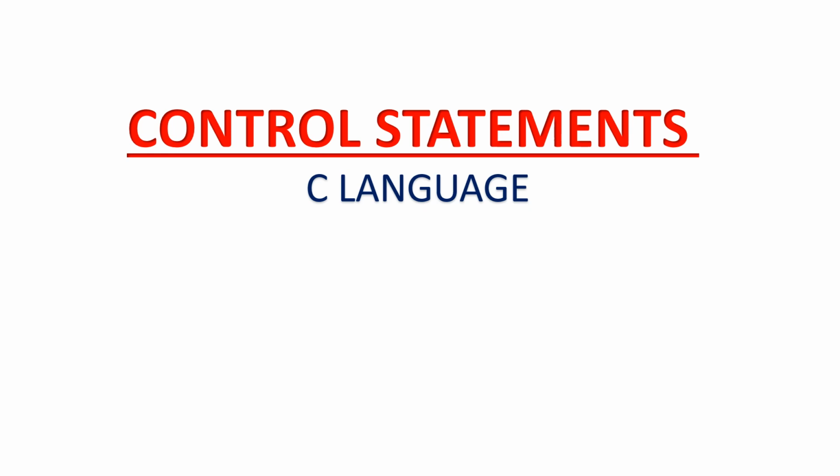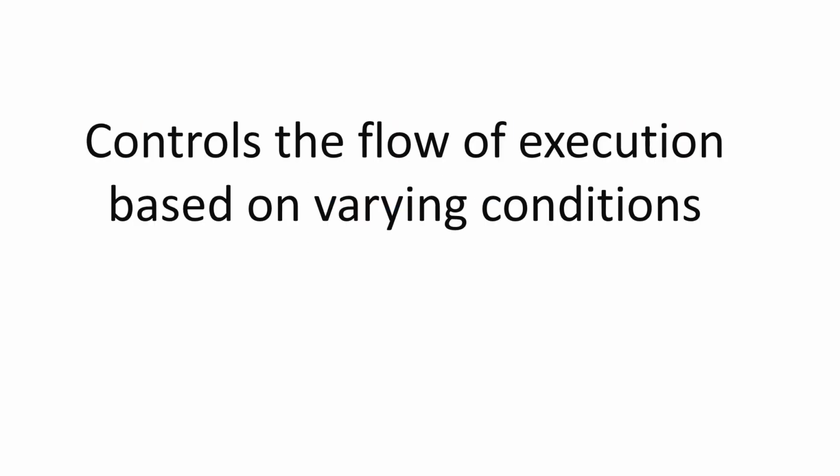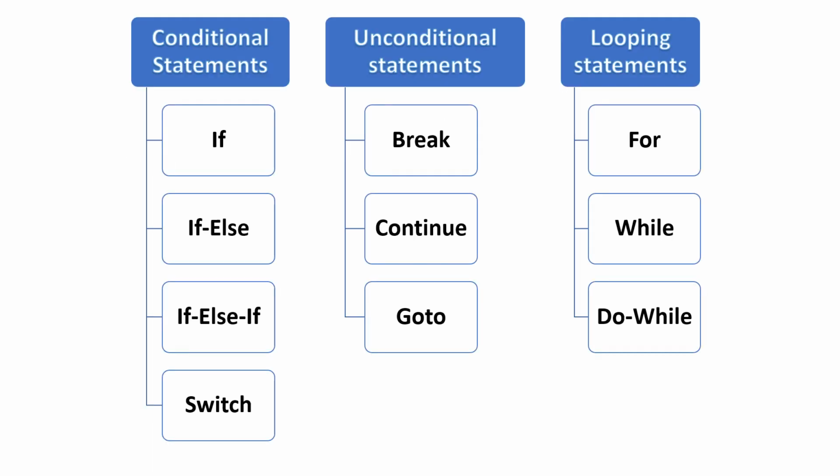Control statements in C language. Control statements control the flow of execution based on varying conditions. Types of control statements are conditional statements, unconditional statements, and looping statements.